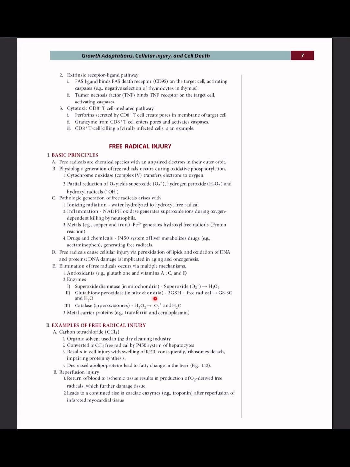glutathione peroxidase in mitochondria, where 2 GSH plus free radicals is converted to glutathione disulfide and water. Catalase in peroxisomes, where hydrogen peroxide is converted to oxygen and water. Superoxide and water. Metal carrier proteins, for example, transferrin and ceruloplasmin.